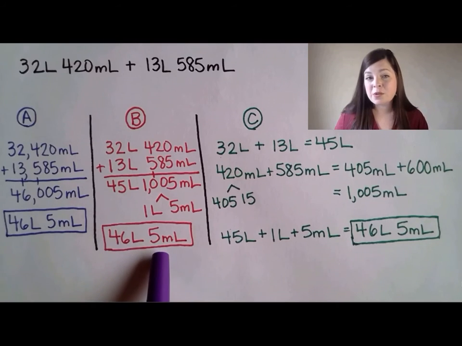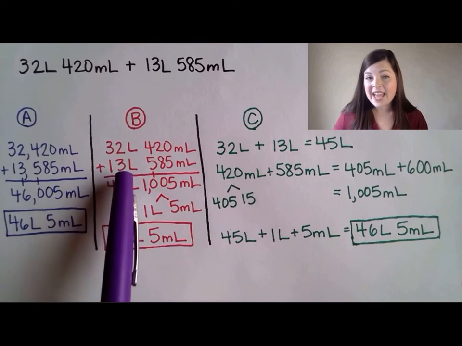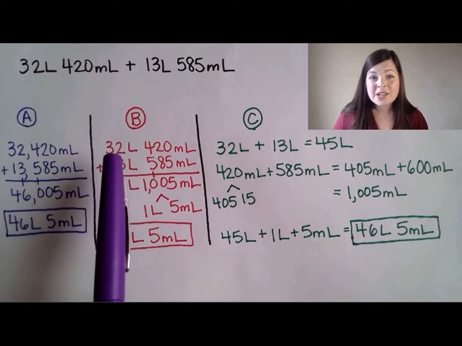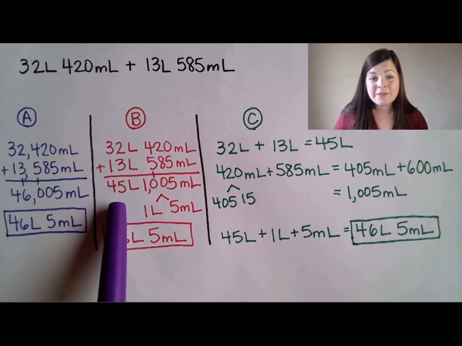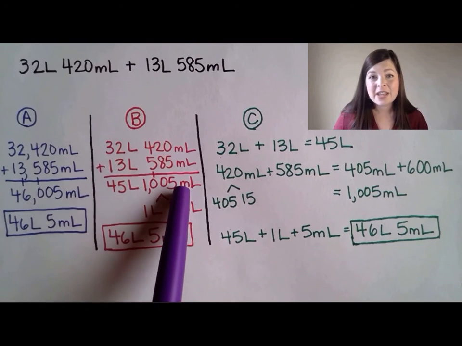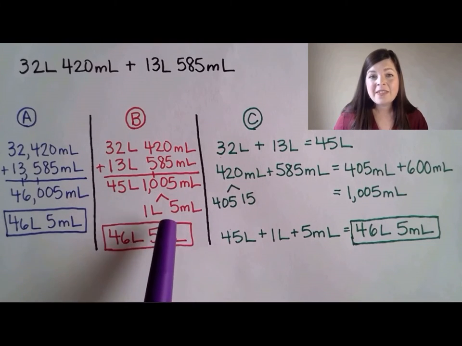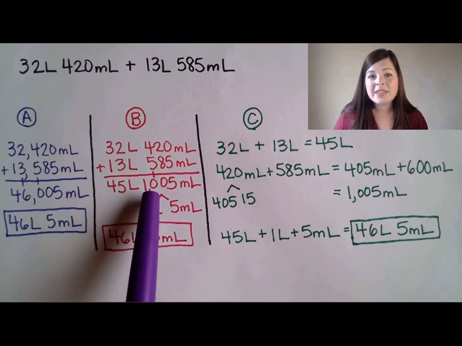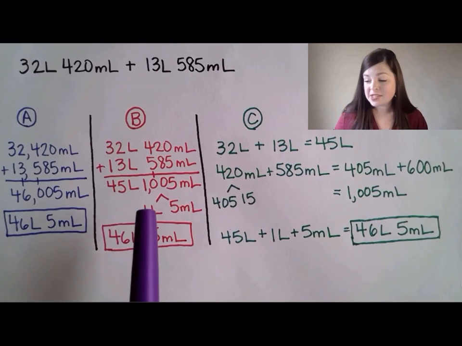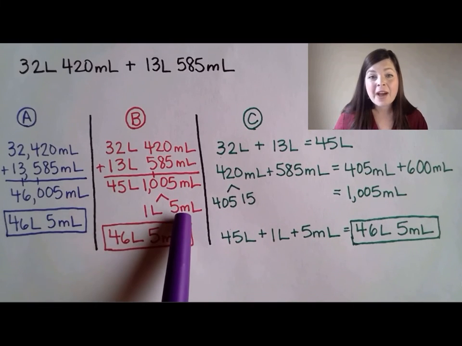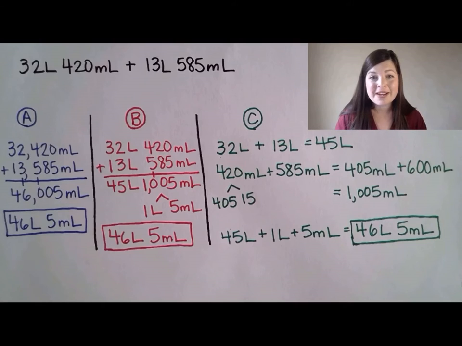Solution B also used an algorithm, but what's different? In solution B, they left the add-ins as mixed units. So they added together the liters first, and then they added together the milliliters, and then they renamed 1,005 milliliters as 1 liter, 5 milliliters using a number bond.